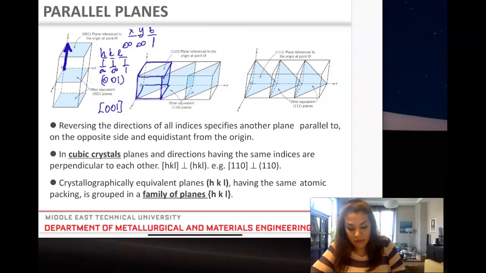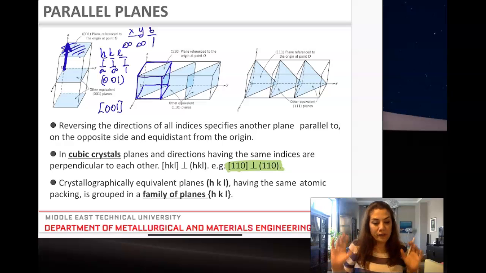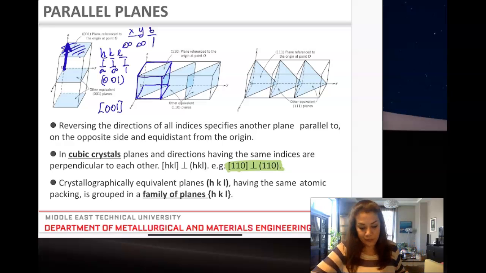If that's my vector and if that is my plane, it is obvious from this discussion that the same indices, planes and directions, it doesn't matter what the index is, are perpendicular to each other always. We can test the same thing for the next example. For example, this specific plane here.